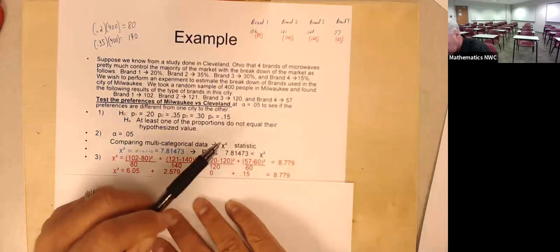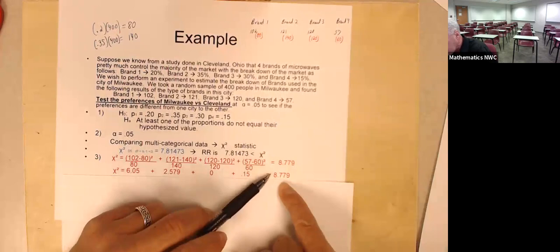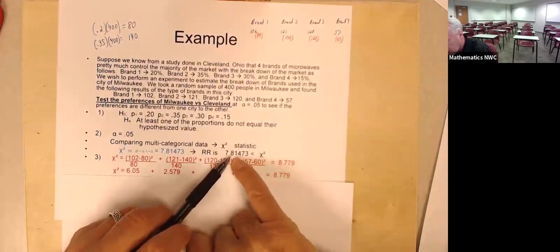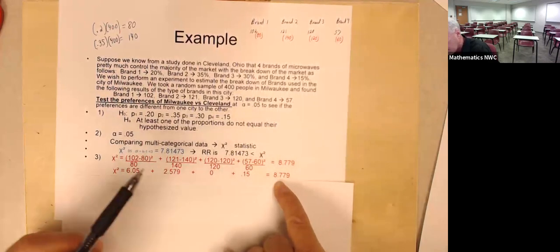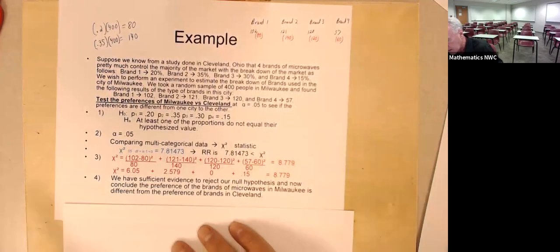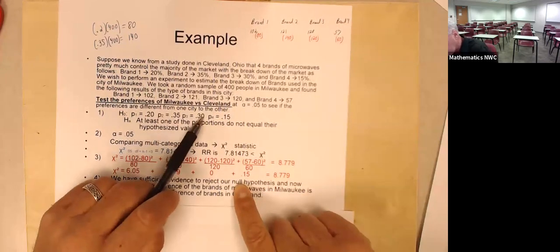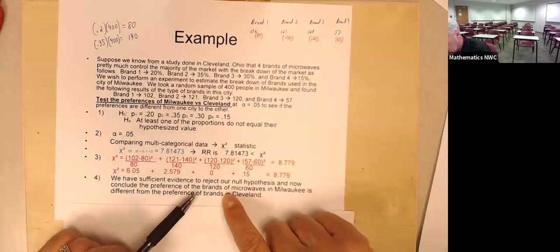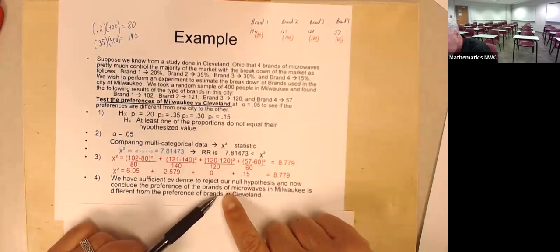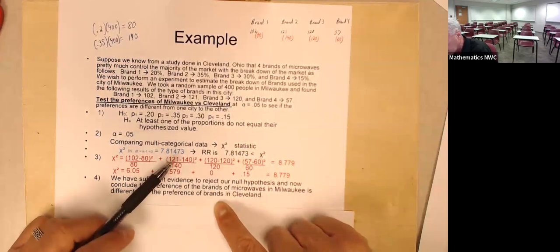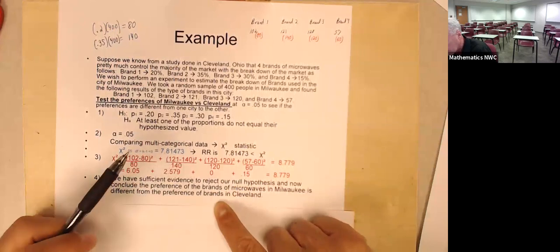Well, we sum them all up and I get 8.7. Notice that is in my rejection region. The rejection region was anything over 7.8, I had 8.7. It is over that, so it's rejected. So my conclusion: I've got sufficient evidence to reject the null, that they're going to be these proportions. And I now conclude there is a preference of brands of microwaves in Milwaukee. It's different than the preference that was in Cleveland. That's what my test shows.